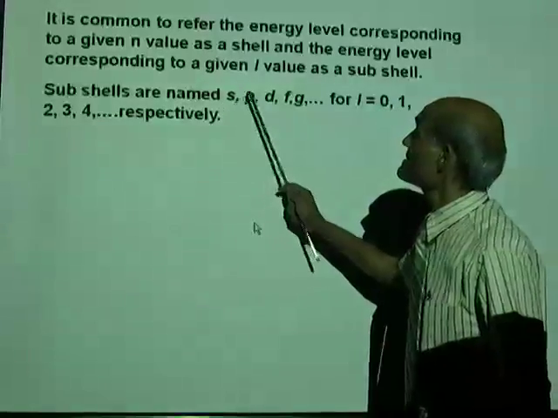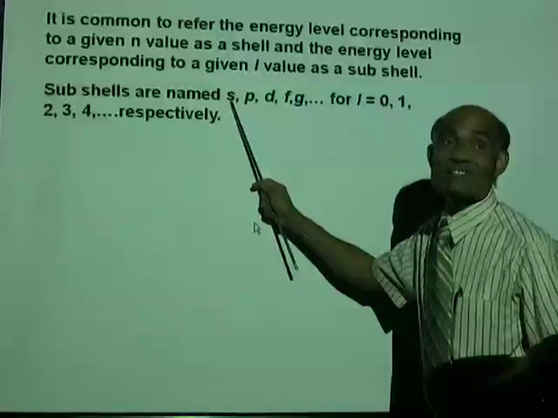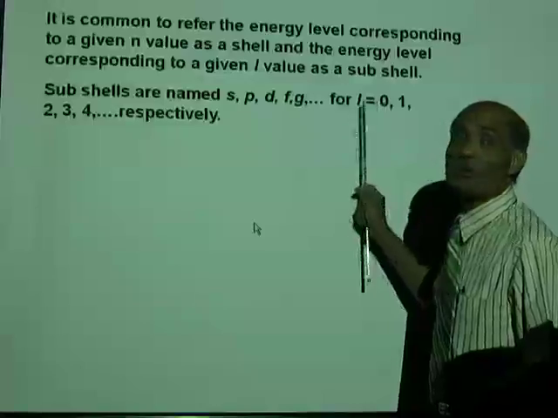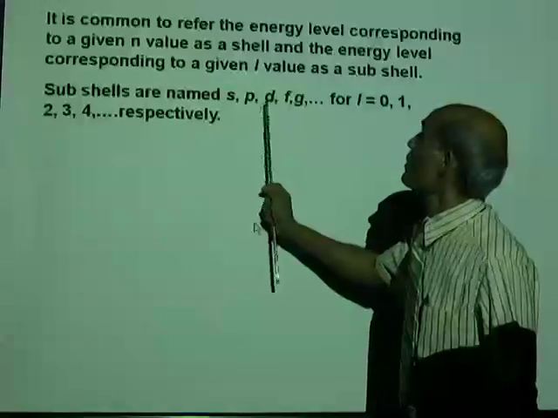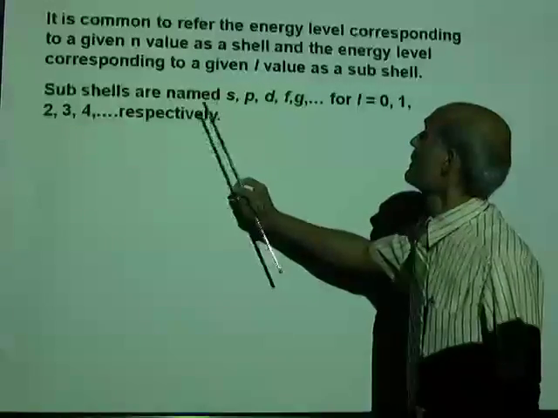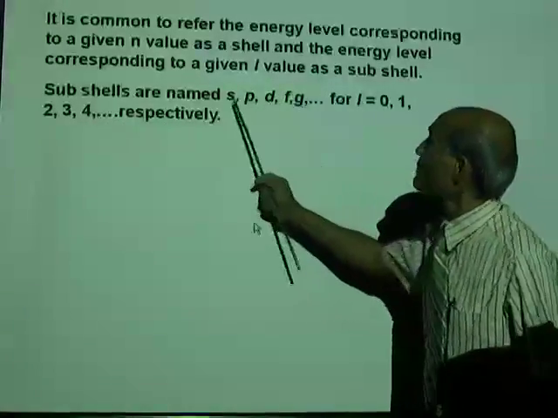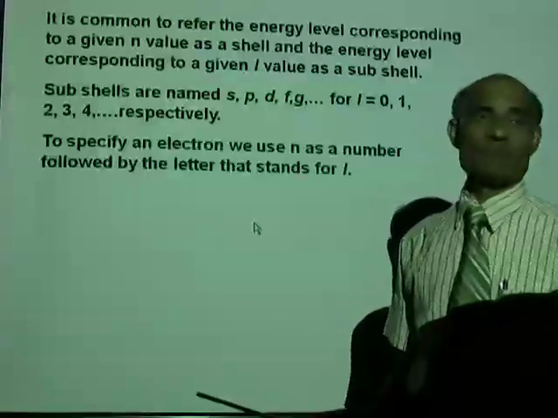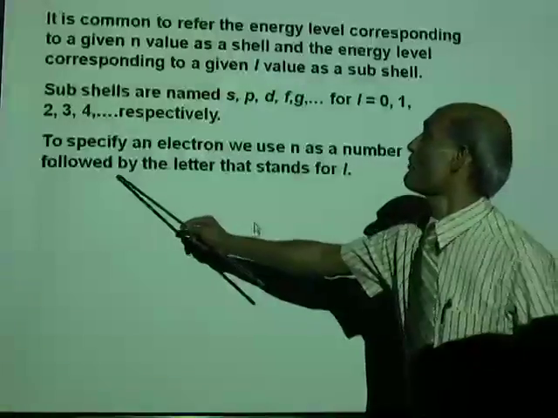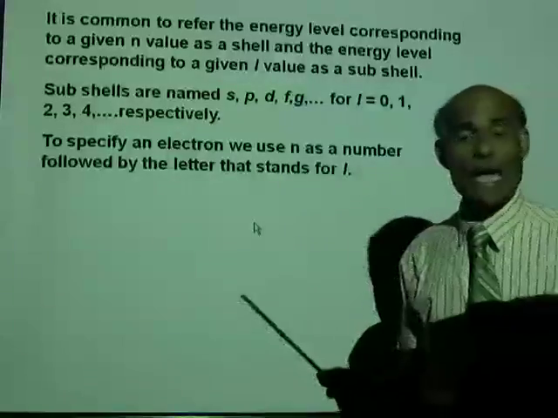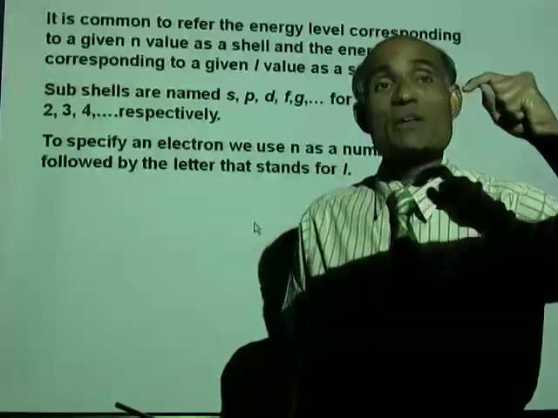Well, subshells are named s, p, d, f, g, and so on. Now, the subshell s stands for the value of L equal to 0. The subshell p stands for the value L equal to 1, and so on. So, subshell g stands for L equal to 4. So, for each L value, we name the subshell. Now, to specify an electron, we use n as a number followed by the letter that stands for L. In other words, when you specify an electron, you have got to say which shell and which subshell.